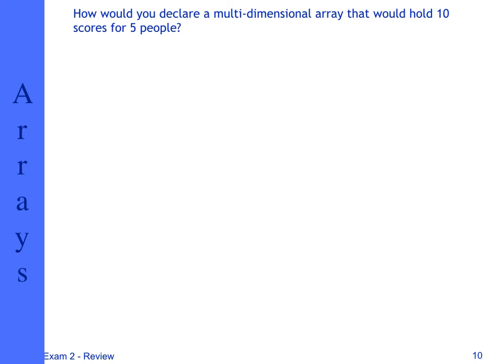Okay, let's continue looking here. How would we declare a multi-dimensional array that would hold 10 scores for 5 people? The first thing we have to do is look at what the primary dimension is. The primary dimension here is the people, so there are 5 of them, and each one will have 10 scores. So we would declare it as an integer array, int scores[5], that's the first dimension, and 10 for the second dimension.